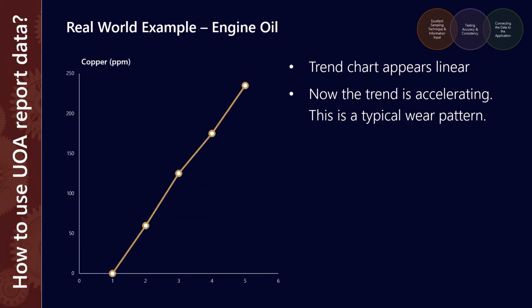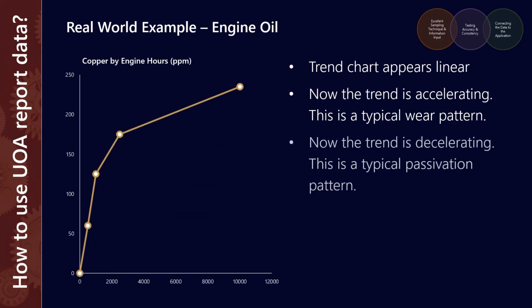All right, so let's go back again. And instead, what if it were the same copper values, but on the engine hour trend it looked like this? This is a decelerating pattern that looks much more typical of something like copper passivation. Now, before I jump to the conclusion that this is just the coolers and I don't have to be concerned about my bearings, I want some way of validating that.